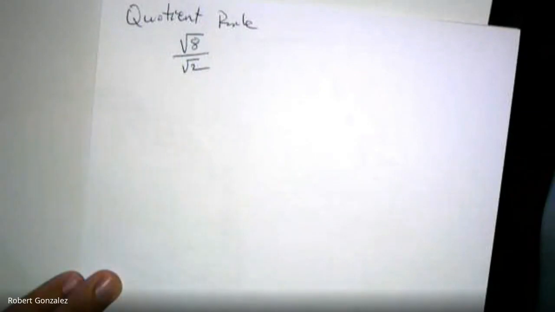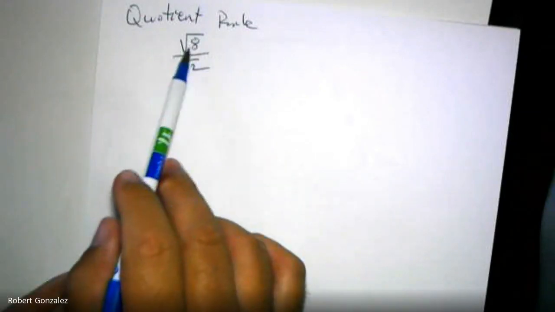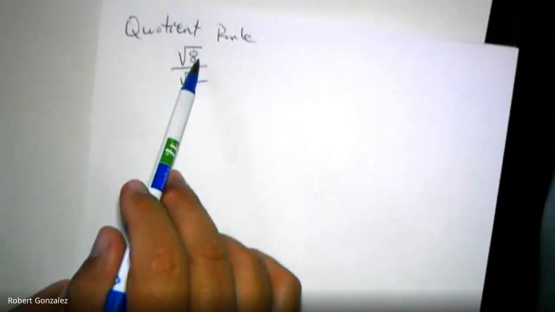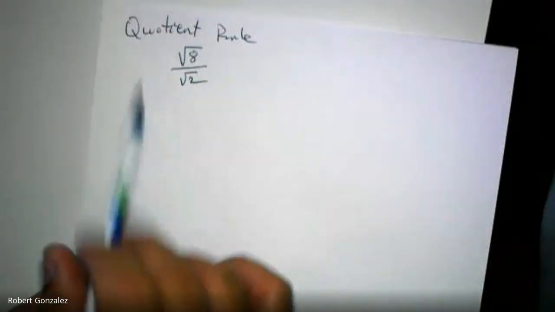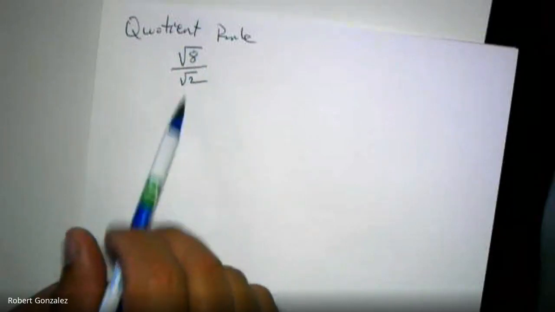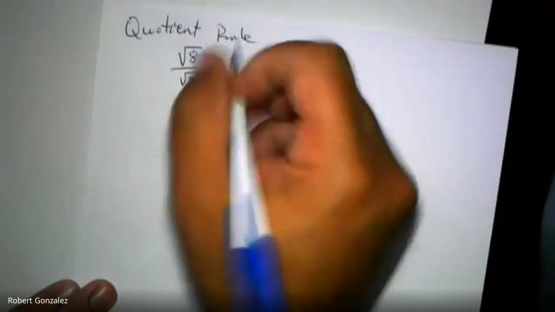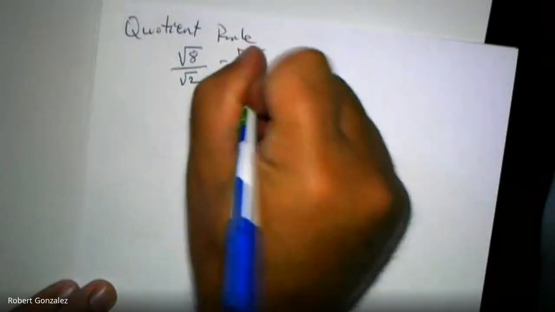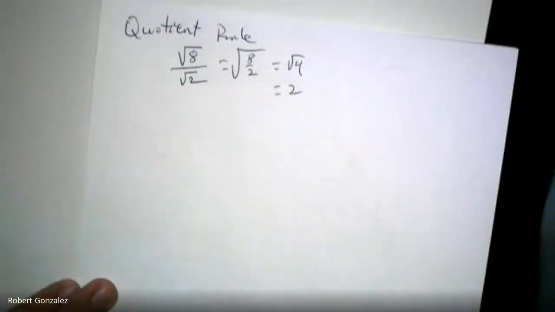So the quotient rule is almost the same thing. If I have square root of 8 over square root of 2, a lot of people want to fix the square root of 8 up and take out a 4. Don't do that. If I can reduce this, think if that might be a good move first. 8 divided by 2 is going to be 4. Okay, I'm done. My answer is 2.